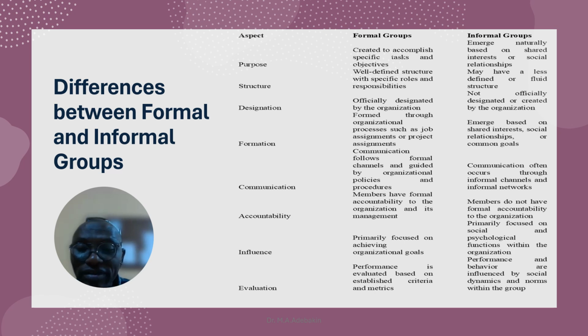In terms of influence, formal groups primarily focus on achieving organizational goals, whereas informal groups primarily focus on social and psychological functions within organizations. And in terms of evaluation, performance is evaluated in the formal group based on established criteria and metrics, whereas in the informal group, performance and behavior are influenced by social dynamics and some other norms within the groups.